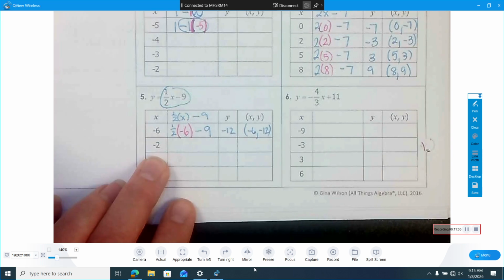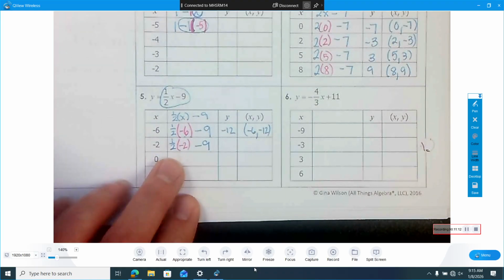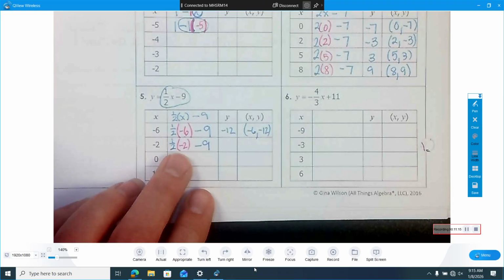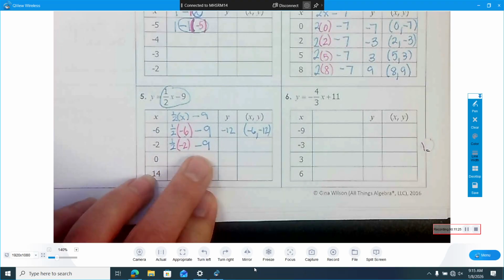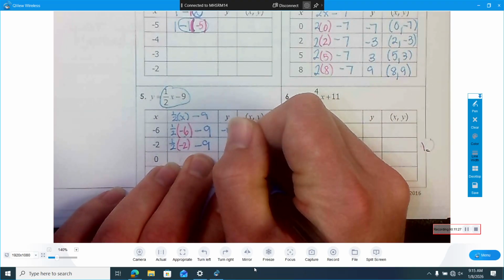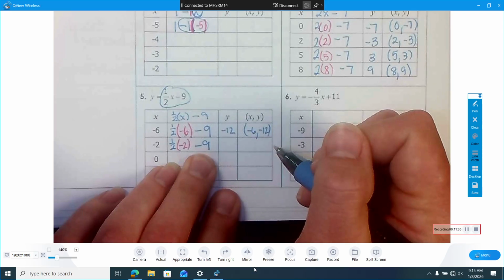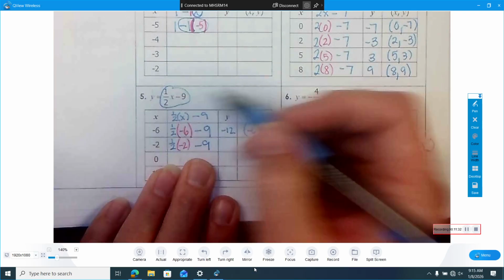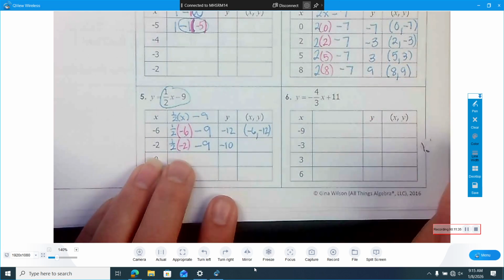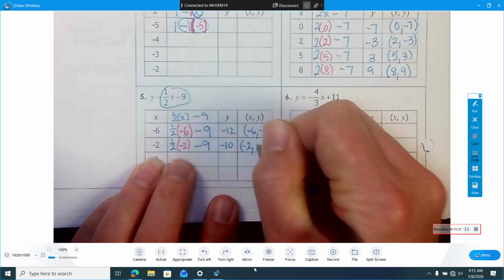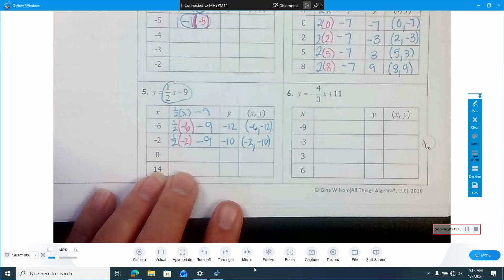All right, now we're going to plug in a -2. So I have 1/2 replacing with a -2 and then subtract 9. What is half of -2? -1. Yeah, half of 2 is 1. So half of -2 is -1. So we got -1 subtracting 9. -10. Beautiful. All right, so we have a -2 and a -10 for my ordered pair.